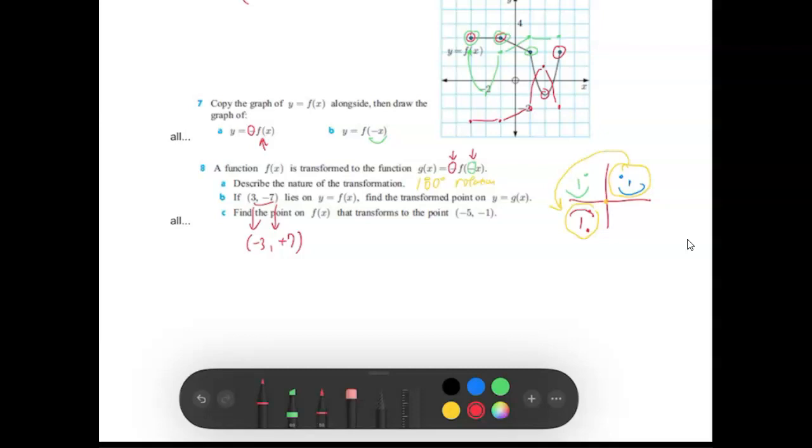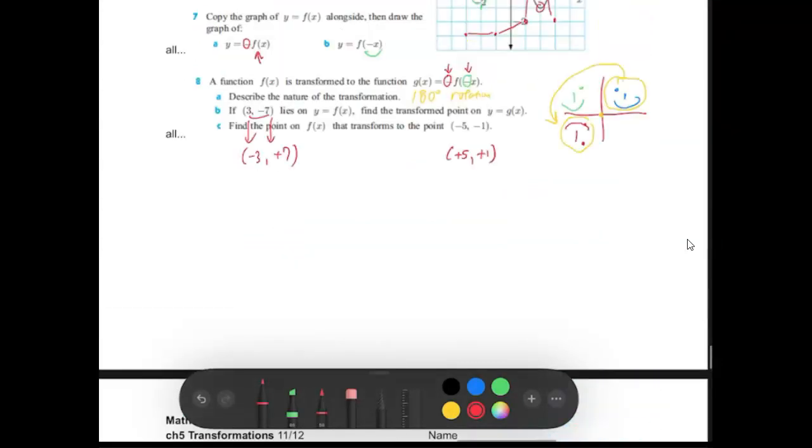Part C, find the point on f of x that transforms to the point negative 5, negative 1. Again, same thing. If we just want to go backwards, negative 5 started out as positive 5, negative 1 started out as positive 1. Same procedure, right? Okay, so I think that's it for page 10.